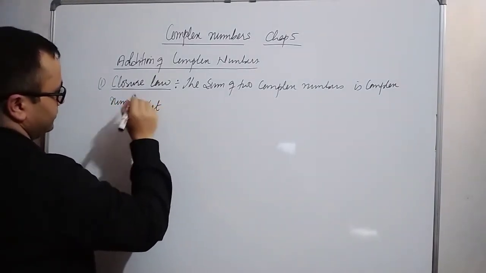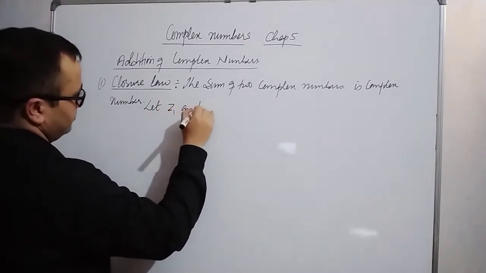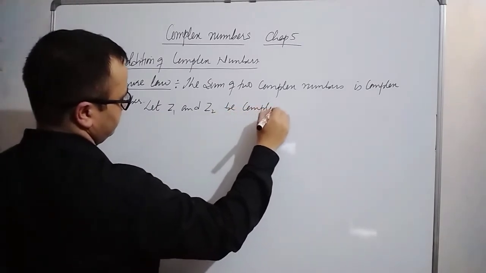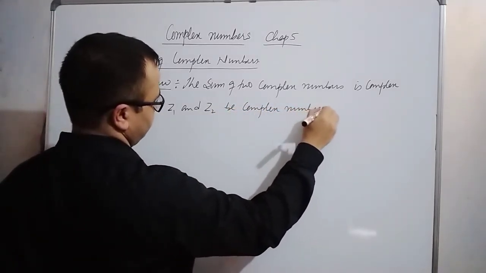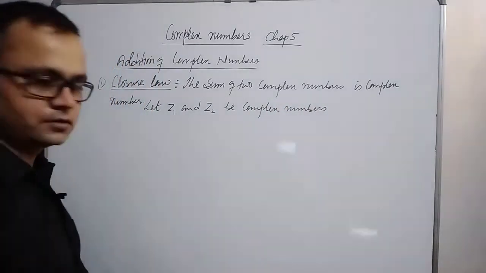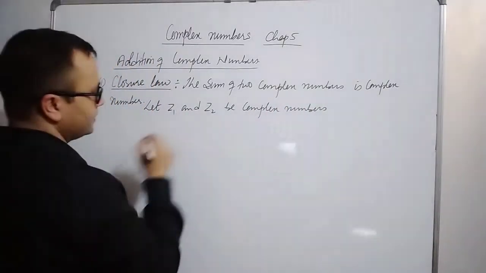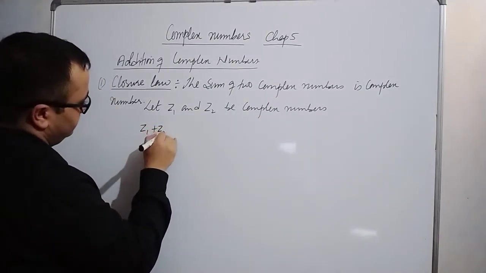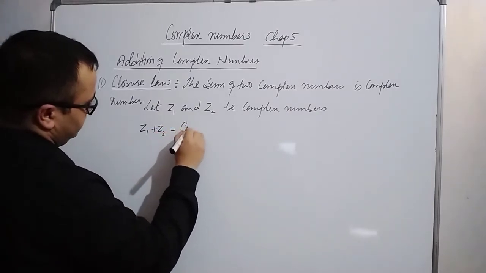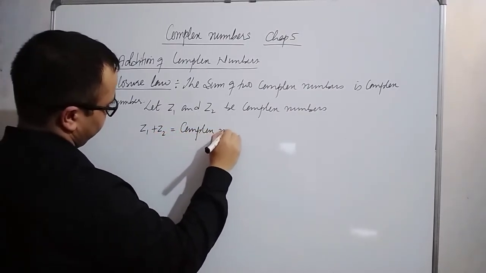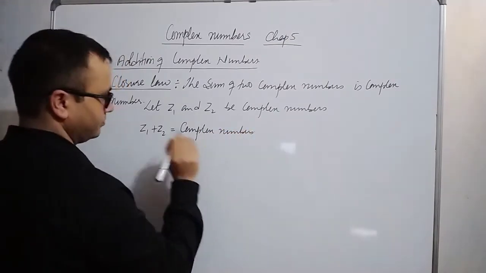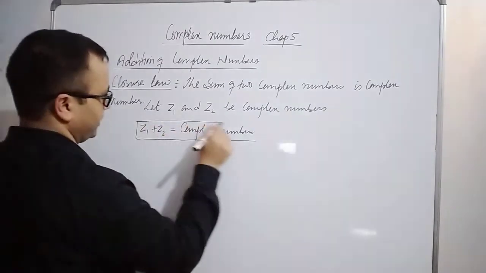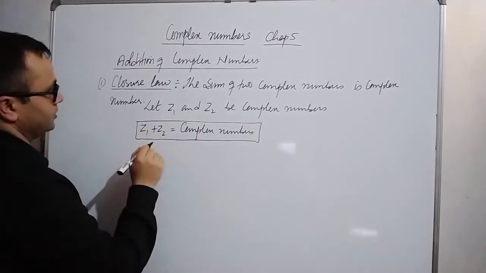Let Z1 and Z2 be complex numbers. So if you add these, you will get a complex number. Z1 plus Z2 is a complex number. So this is the closure law of complex numbers. Z1 plus Z2 is the closure law.